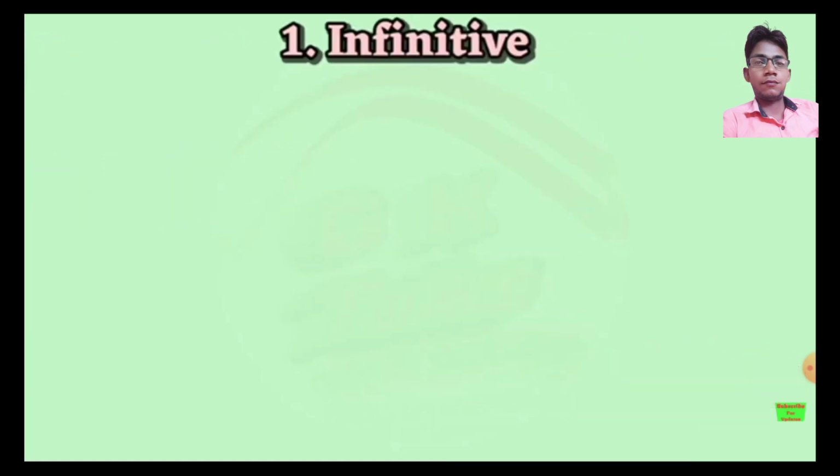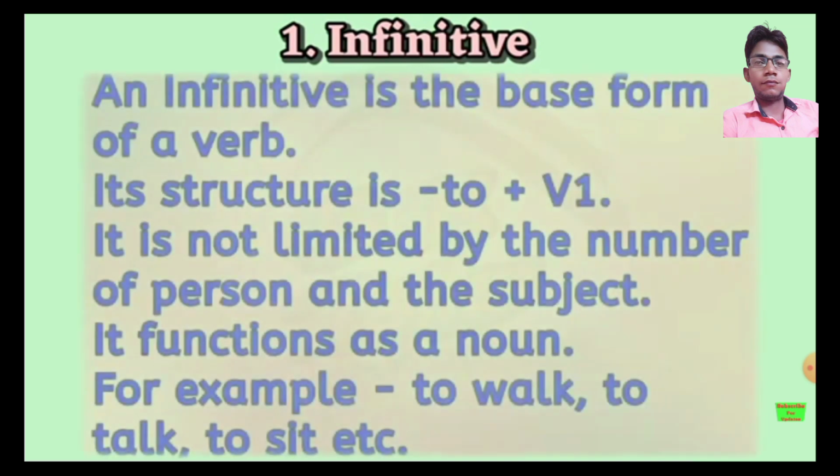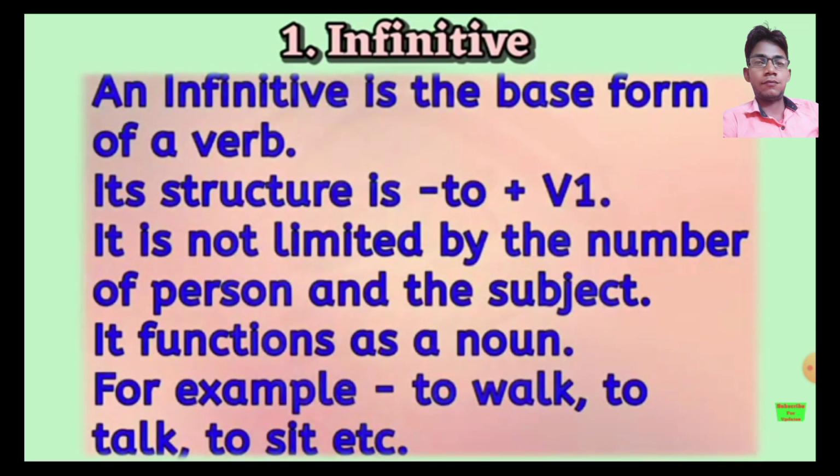First, infinitive. An infinitive is the base form of a verb. Its structure is to plus verb first form. It is not limited by the number of person and subject. It functions as a noun. For example, to walk, to talk, to sit, etc.